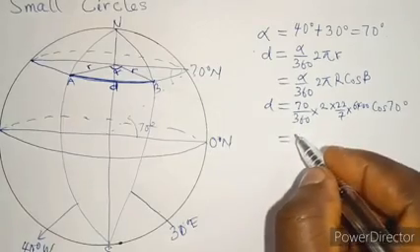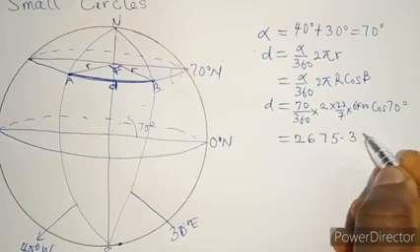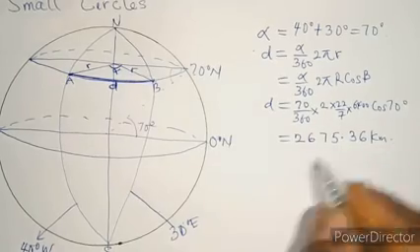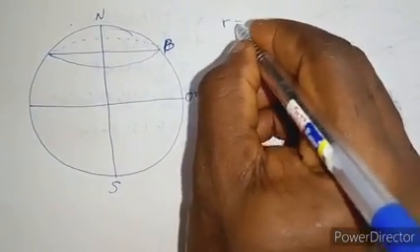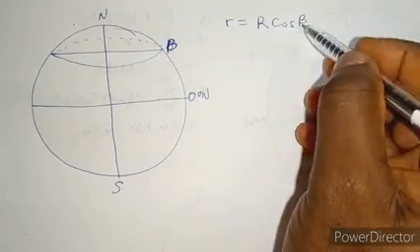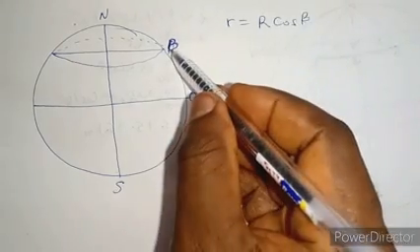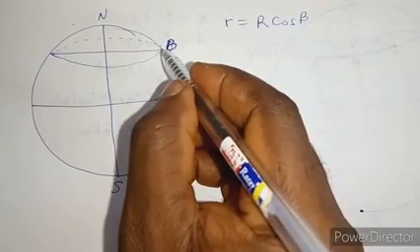And the answer is 2675.36 kilometers. I want to explain to us how they got small r to be equal to capital R cos beta. I said the beta is the given latitude. So if my beta is here, that's the given latitude. Now, from here, how did they get the beta?